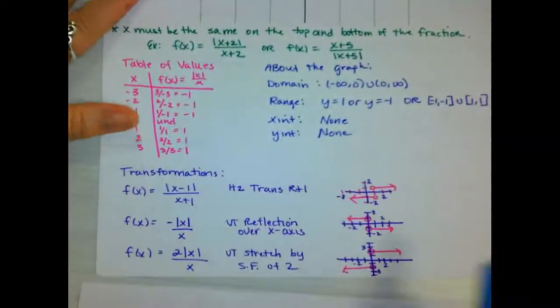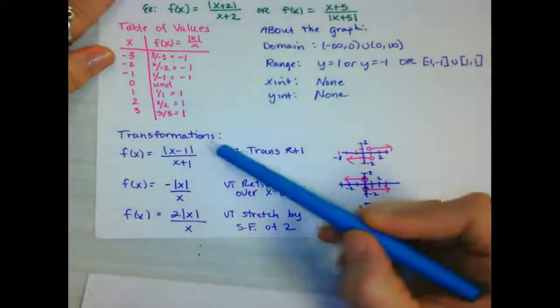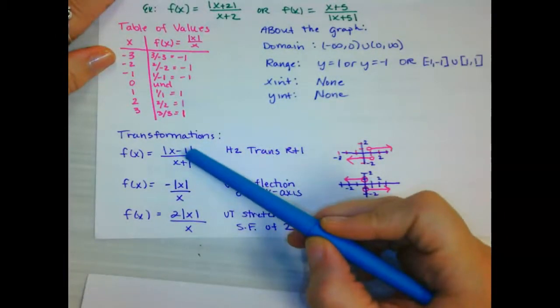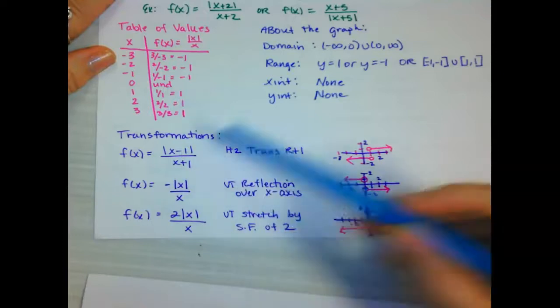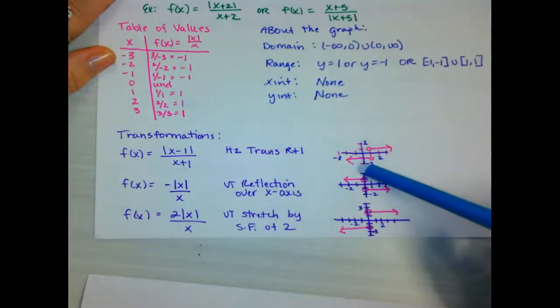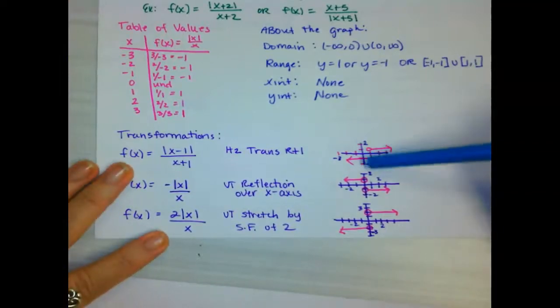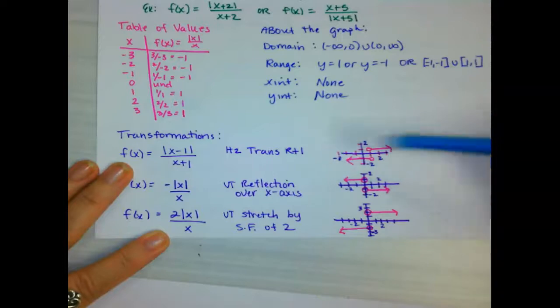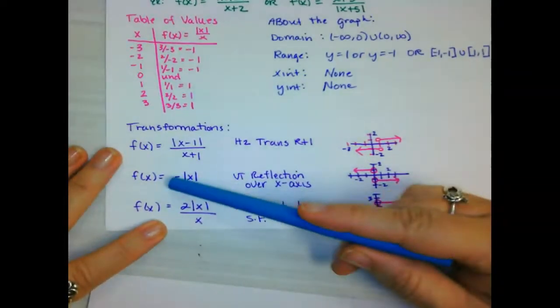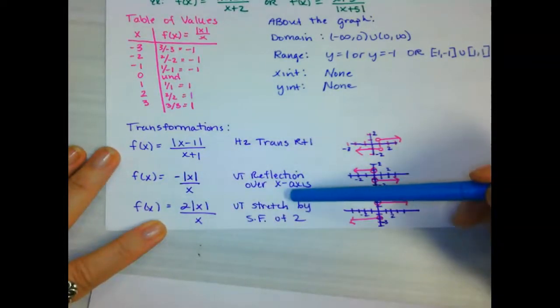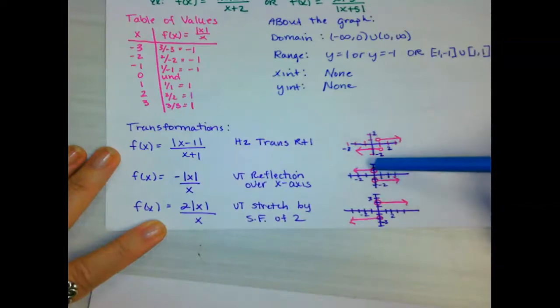And then if we start looking at transformations here, you can see this one, I put the minus 1 inside the absolute value. So the graph shifts over to positive 1. And so this line right here is positive 1. You can see the open circles on the top and the bottom. You can see the horizontal lines. This one, the negative in front, means it's reflected over the x-axis, so it's turned upside down, which means now the horizontal is on the bottom here, and it's on the top on this side.